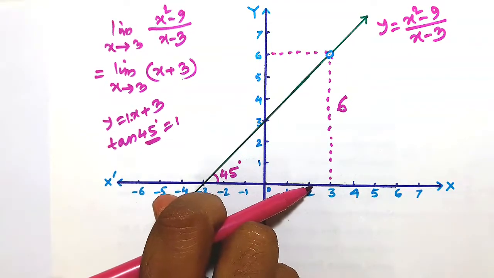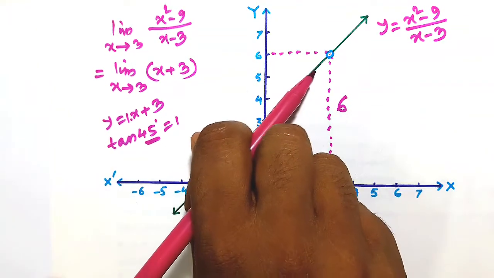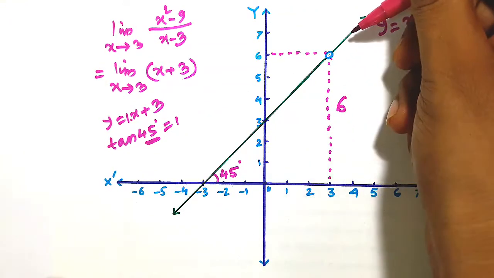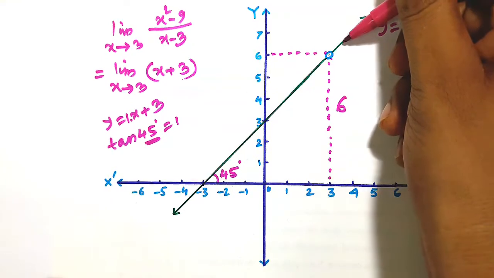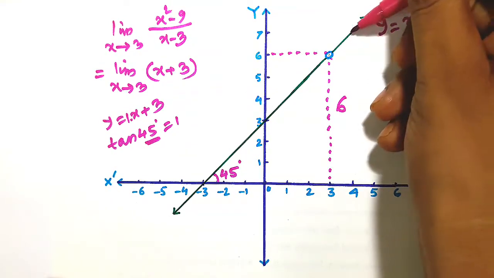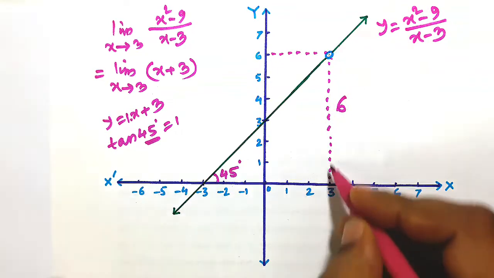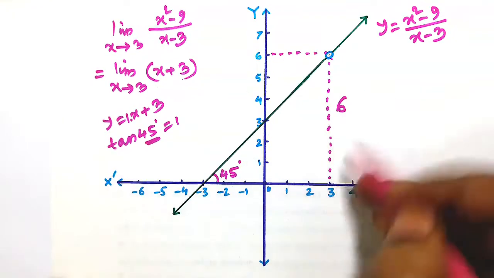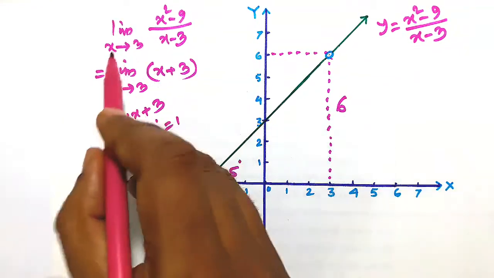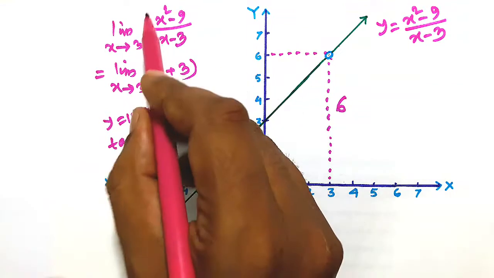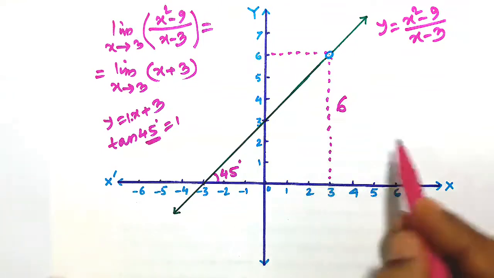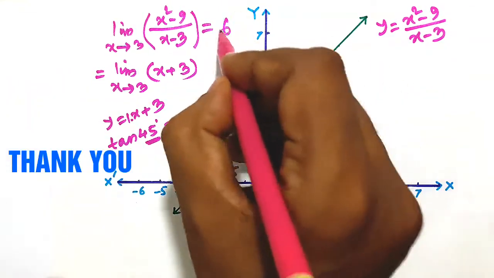When x tends to 3, then y is tending to the ordinate value 6. It may tend from the right side of this graph, this point. So the y coordinate is tending to the value 6. The ordinate value is 6. So the limiting value is 6 from this graph also. That means when limit x tends to 3 of this function x square minus 9 divided by x minus 3, then the limit gets the value 6. Thank you.